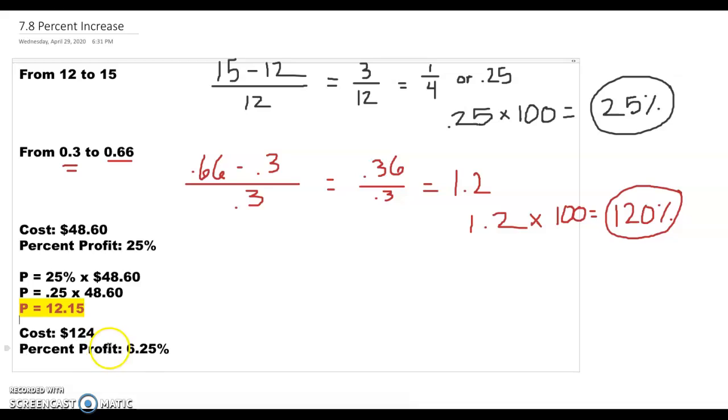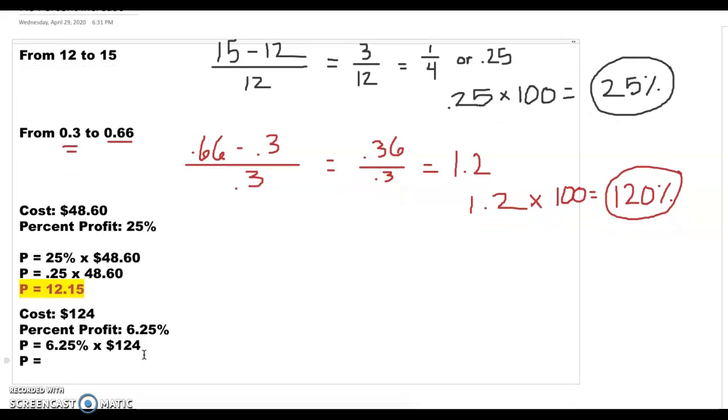Lastly, we're going to have this one, this example here. Same exact way. P equals 6.25% times 124. Rewrite it again.